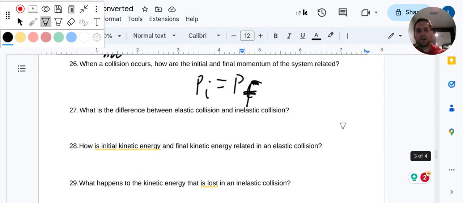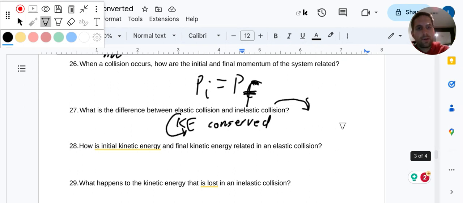Elastic collisions and inelastic collisions. Well, elastic is when kinetic energy is conserved. It's unchanged. Inelastic is when it's not conserved.